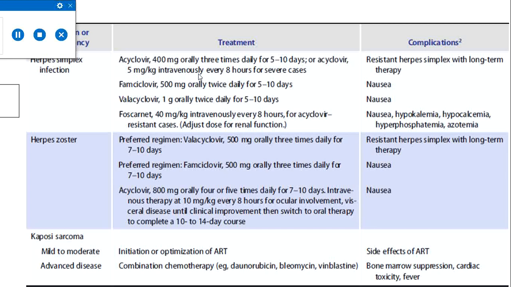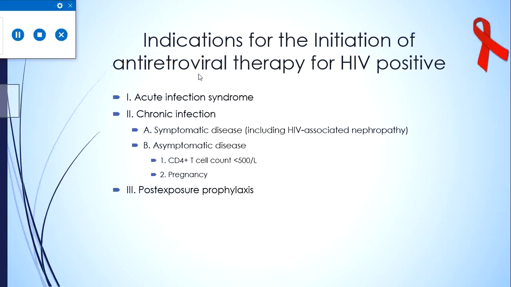for serious infections. Kaposi sarcoma, mild to moderate disease, usually does not require treatment, only antiretroviral therapy helps optimize the condition. But if the disease is advanced, then combination chemotherapy with daunorubicin, bleomycin, and vinblastine is recommended.